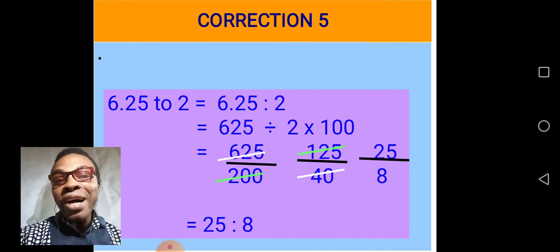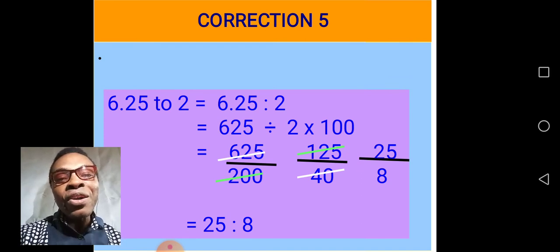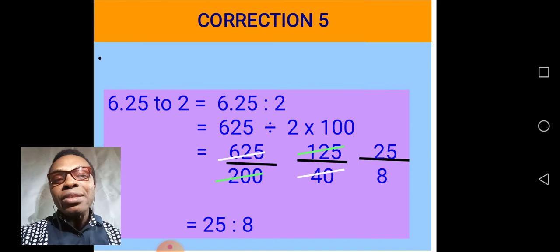If you don't really know how to divide, you've forgotten how to cut, then you need to look at my video on YouTube on how to divide. So 25 over 8 will give you the answer 25 ratio 8. So 6.25 to 2 in its simplest form is 25 ratio 8.